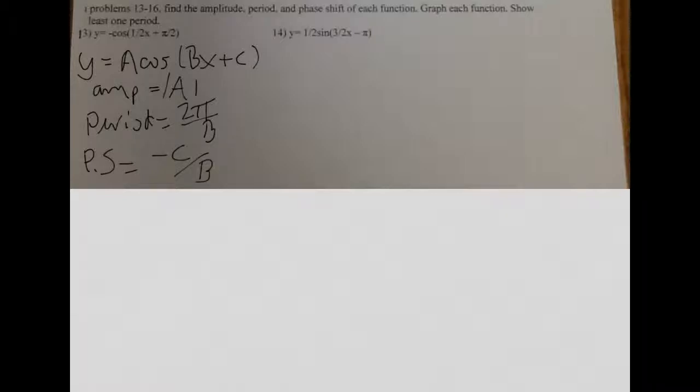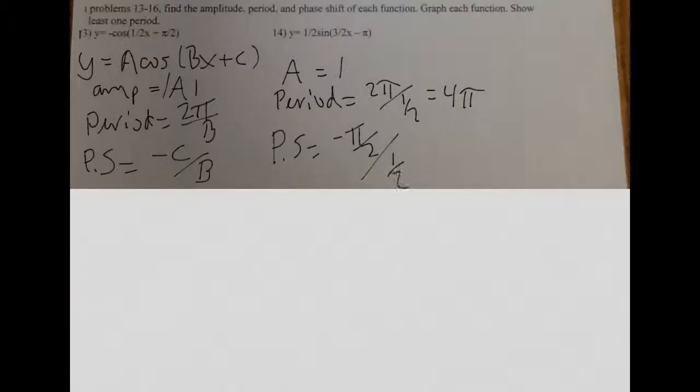So for number 13, my amplitude is 1. My period is 2 pi divided by a half, which is 4 pi. My phase shift is negative c over b, so it's negative pi over 2 divided by a half, which is negative 180 degrees.